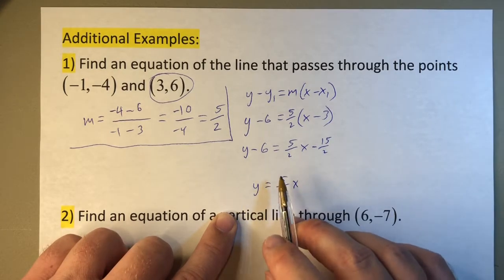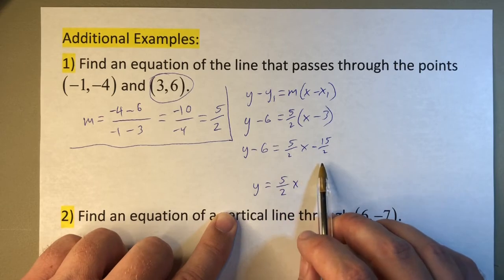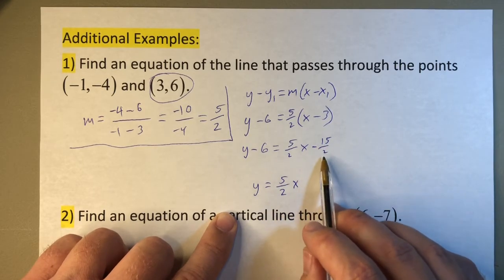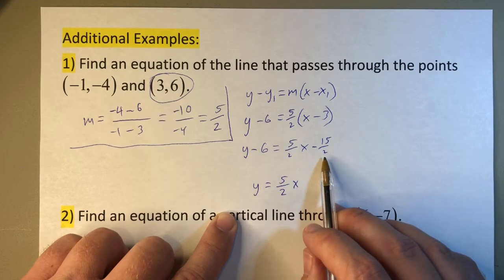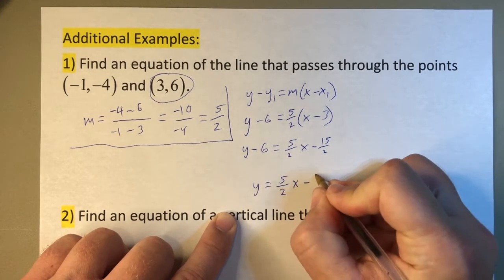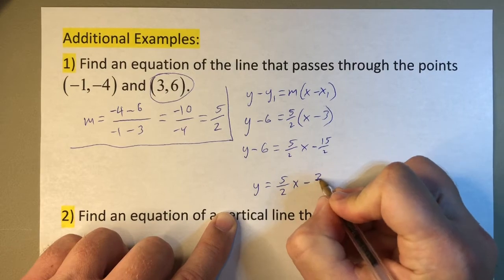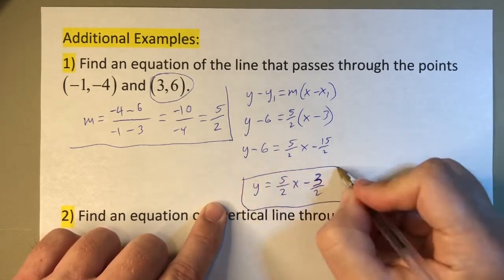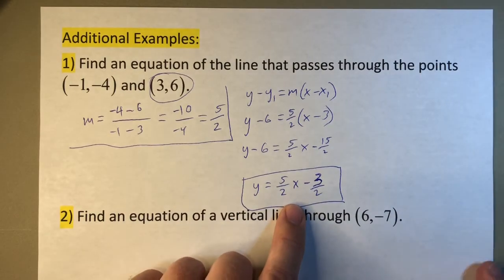-15/2 plus 6. Well, plus 6 is the same as what? 12/2, right? So -15 over 2 plus 12 over 2 is -3 over 2. I can't draw 3. This is really embarrassing. I apologize. But there's your answer. There's the equation of a line.